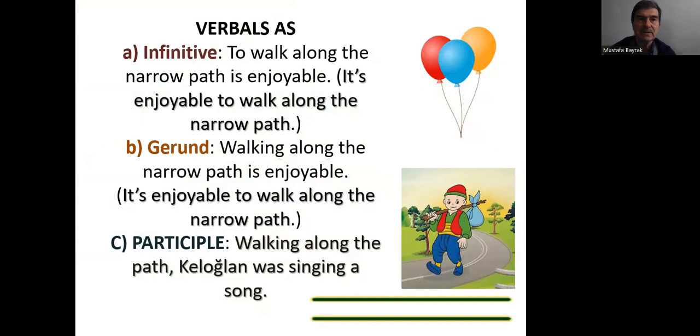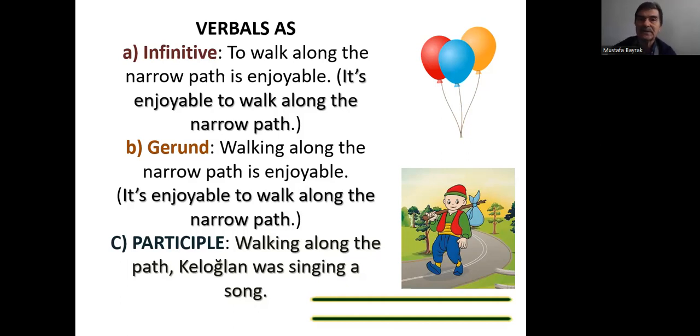Now here, yes, a quick one-page summary about verbals. Yes, you know this, in fact. Infinitives. For example, to walk along the narrow path is enjoyable. We have studied them in the past, and of course, we will again study them in the future at advanced level. We will also talk about those verbals, but now let's just remember what we did in the past.